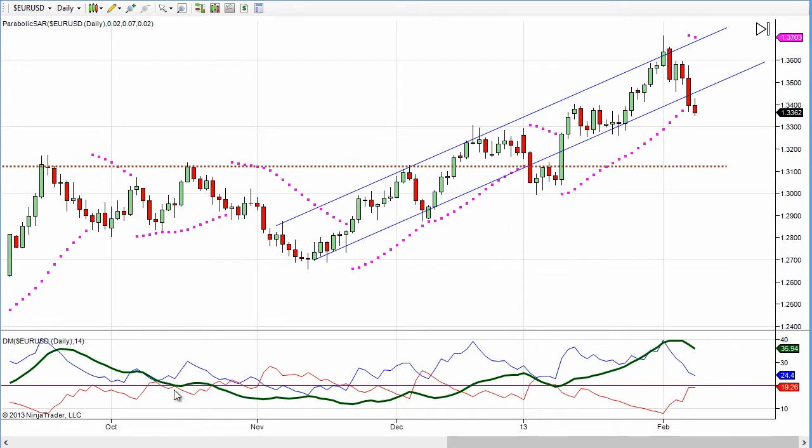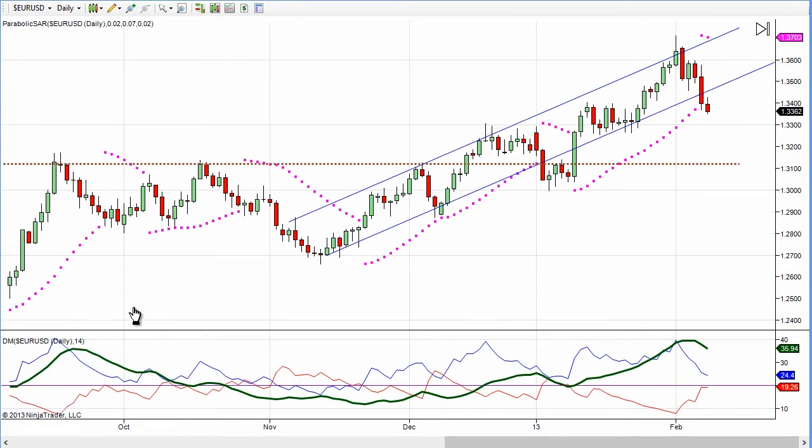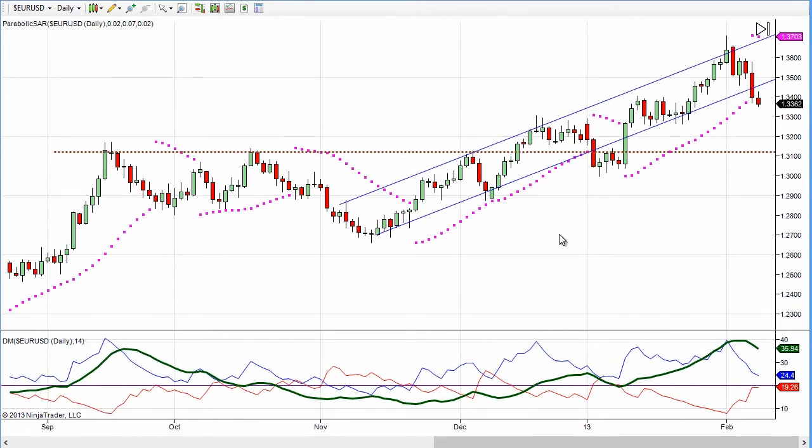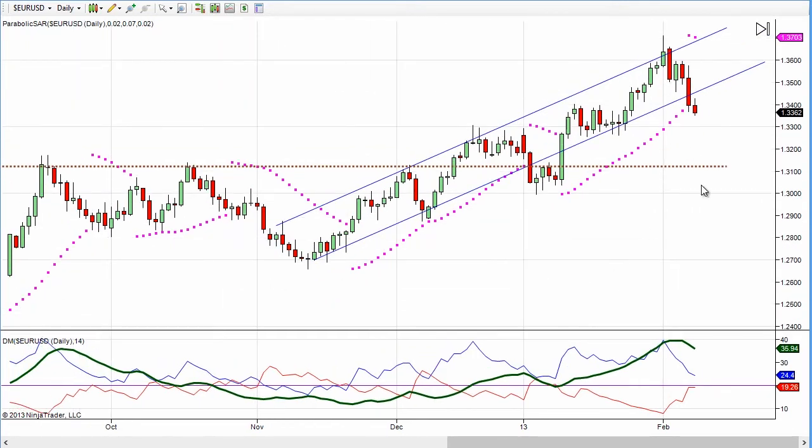And now you can see when it gets to these levels and turns down what happened in the past. We had a little bit of a correction that turned into a bigger correction eventually. So I think we could see that moving forward. I think we could see lower prices in the euro moving forward. And personally, I'm looking to short the euro.